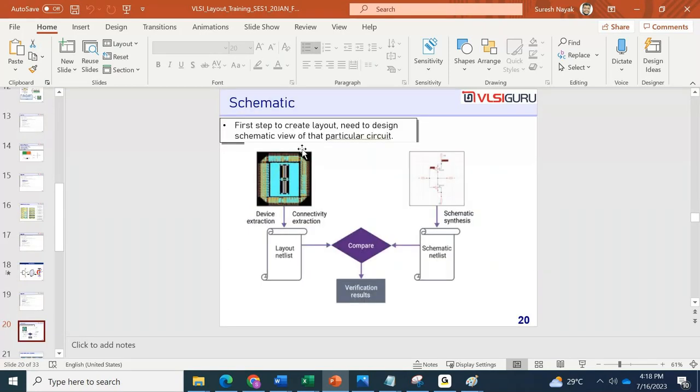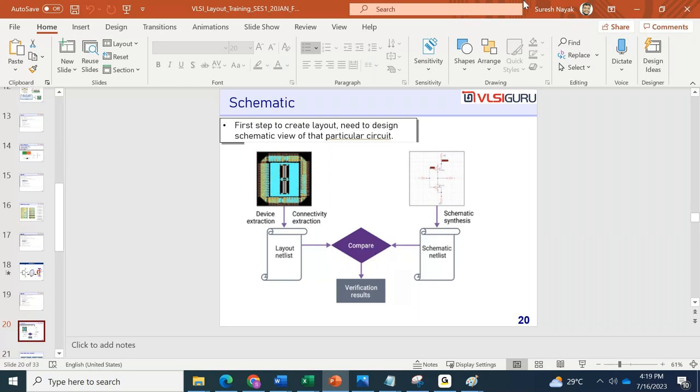This is the flow, like any schematic designer. This is the front end. The schematic and the layout will be compared; this is the verification. It should match. The layout netlist will be sent as GDS, graphical data system, which I'm not going into. Whatever schematic you do and whatever layout you do will be compared.